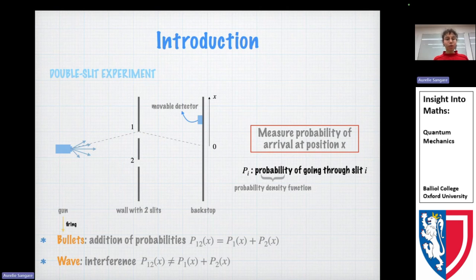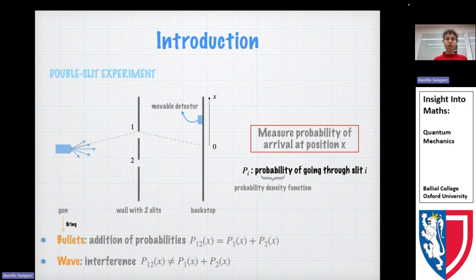And in your double slit experiment, you start by performing it with bullets. So your gun is firing bullets. Then what you observe is addition of probabilities, namely P12 of x is equal to P1 of x plus P2 of x. So let me explain why this result is quite intuitive.